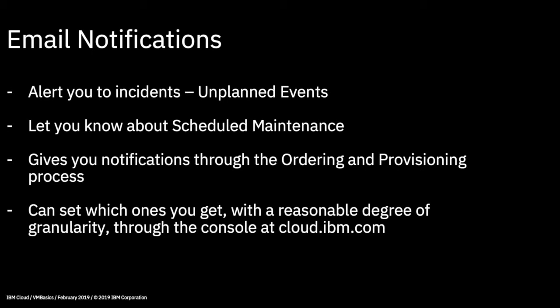Now, you can actually set which notifications you get, and that's with a reasonable degree of granularity. So for instance, you can set what severity level of emails you might get. You might only want to receive severity level 1, or 1, 2 and 3 and ignore 4. So you can control to some degree the emails you actually get, which in turn controls the volume of emails that you get as well. And that's all done through the console at cloud.ibm.com. So what we'll do now is hop into the console and I'll show you how to set these things up.